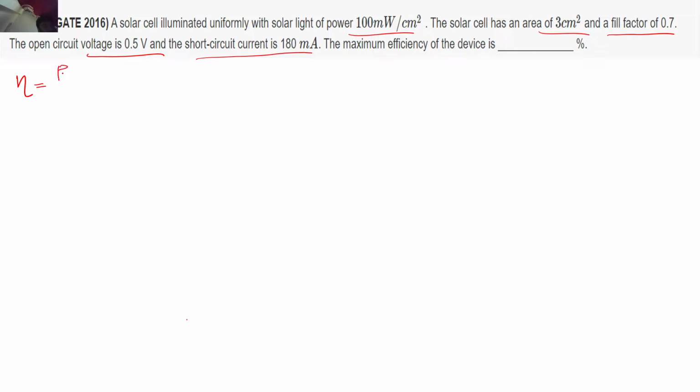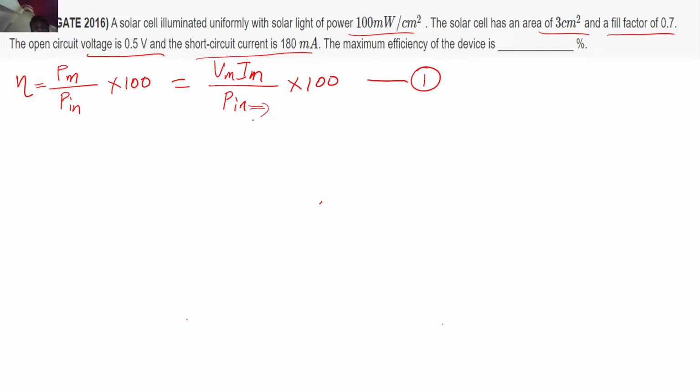So what is it? This is the maximum power that I can get out of the solar cell upon the incident power that I am hitting on top of the solar cell, into 100, correct? And this PM, I can write as Vm times Im divided by P in, into 100, right? Now let's see what we know. Do we know the P in? Of course we know.